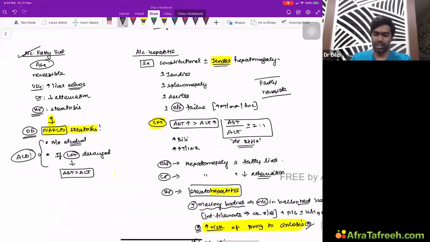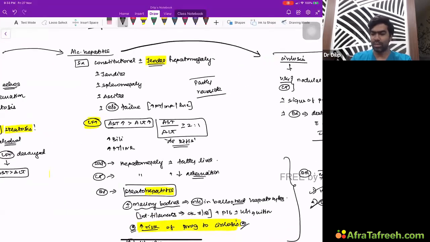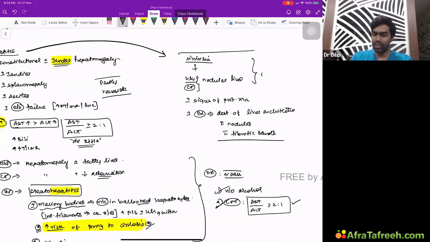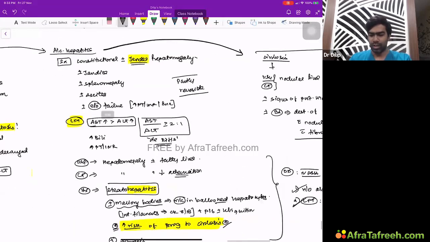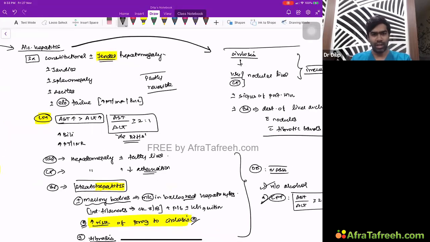Initially it starts with alcoholic fatty liver disease, then progresses to alcoholic hepatitis, then slowly progresses towards cirrhosis over a period of time. Once you develop cirrhosis, we know it is completely irreversible. So alcoholic fatty liver is completely reversible, alcoholic hepatitis is partly reversible, and cirrhosis is an irreversible stage. So that's what is going to happen.